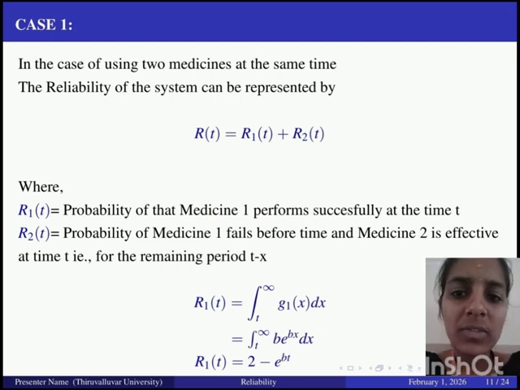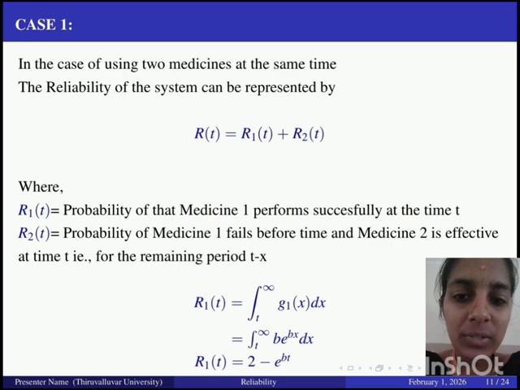Next, in case 1, in the case of using two medicines at the same time, the reliability of the system can be represented by R(t) = R1(t) + R2(t), where R1(t) is the probability that medicine 1 performs successfully at time t. R2(t) is the probability that medicine 1 fails before time and medicine 2 is effective at time t. That is, the remaining period is t - x.